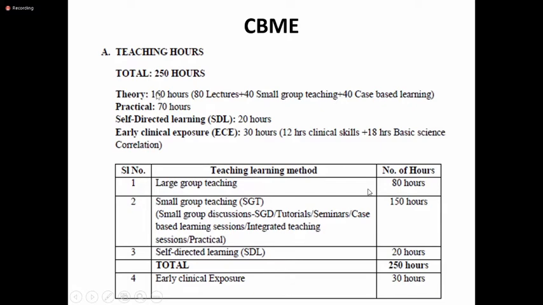Then one more type of teaching learning method introduced by the CBME is SDL, that is self-directed learning. Here, there is not much role of the teacher. Here, the students are active learners. The students are given some topic. They have to search in the textbooks. They have to go to the library and search various textbooks, reference books, internet, and collect the knowledge, and then come and discuss with the moderator. So that is self-directed learning. 20 hours have been allotted to this self-directed learning.